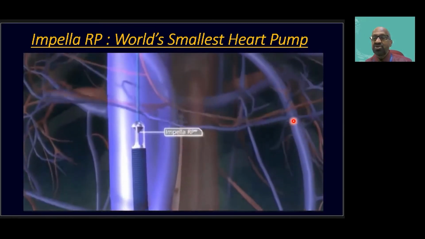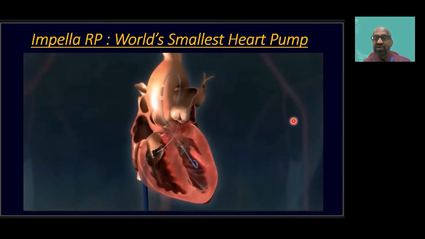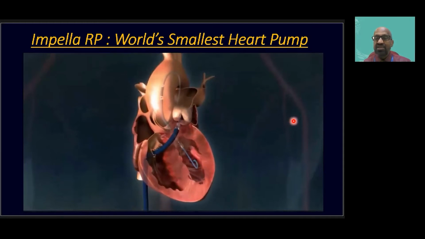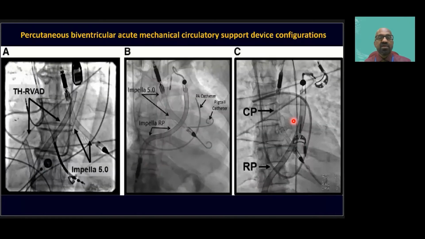which can be used in patients who have acute heart failure, acute right ventricular failure following left ventricular assist device implantation, right-sided myocardial infarction, right heart failure after heart transplantation, or any other form of open heart surgery. These are percutaneous biventricular acute mechanical circulatory support device configurations, which are shown here. This is combined TandemHeart with Impella. This is Impella RP with Impella, a left ventricular support device. And this is combined Impella CP and RP.